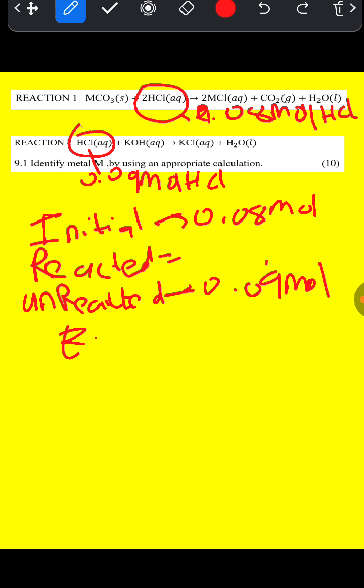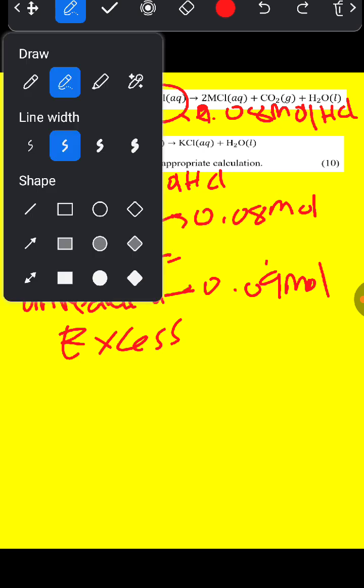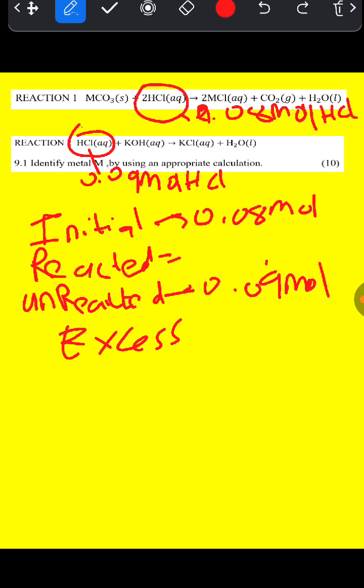Okay, it is an excess reactant. Now, because it is an excess reactant, it will have initial, reacted, and unreacted. Now, the number of moles that we can use in a ratio to get information about another substance is the reacted number of moles. The ones that we got from reaction 1, they are called initial number of moles. Initial number of moles is the ones that we got from reaction 1. We got this number of moles from reaction 1, this one here.